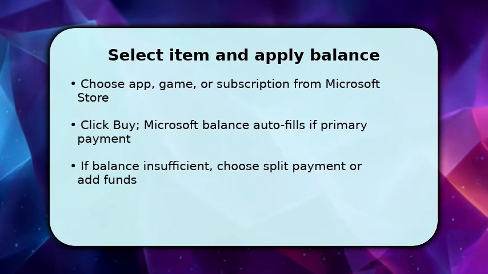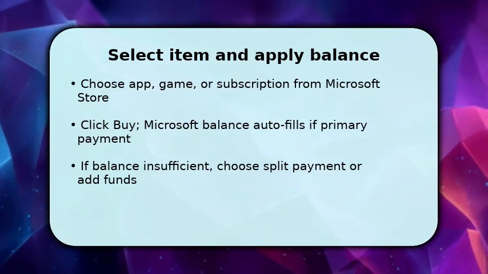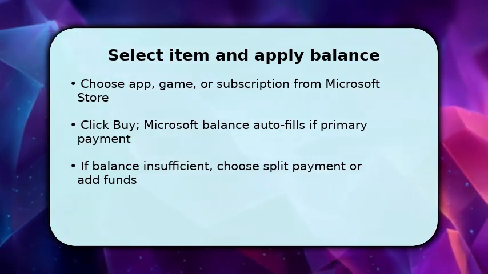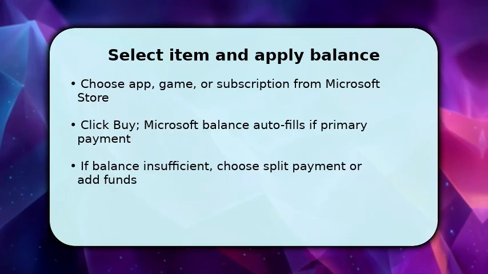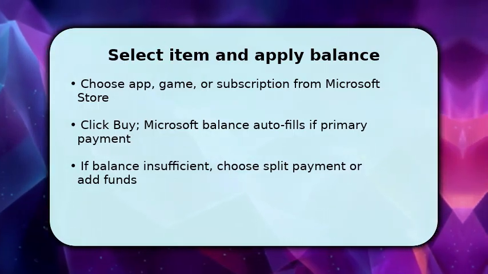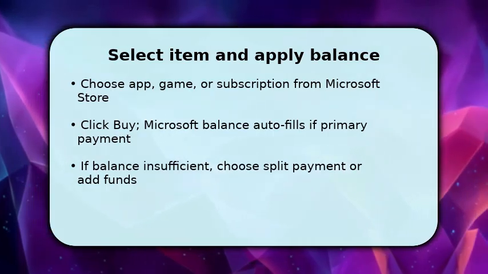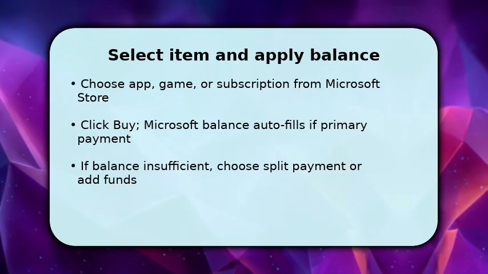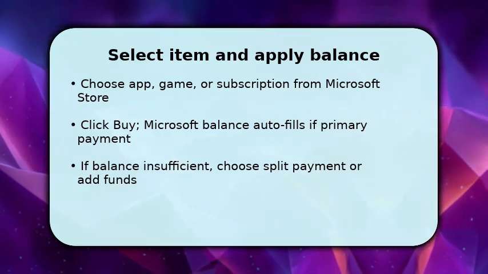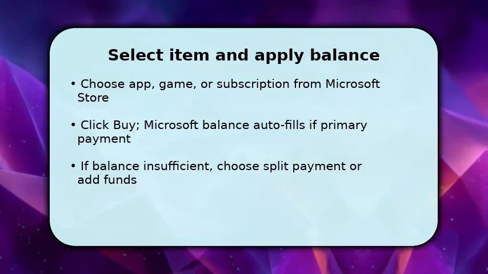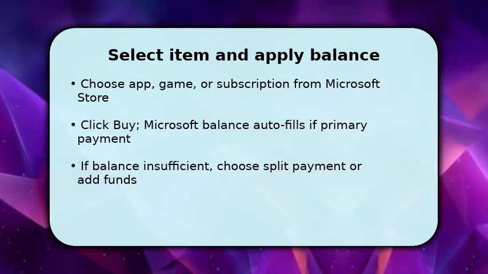Now find the purchase you want and click Buy. At checkout, the Microsoft account balance will be applied automatically as the primary payment source. You'll see the reduced total. If the balance doesn't cover the full amount, choose Split Payment and select a secondary card or add funds to your account. Make sure billing address and region match your account. Mismatches can block balance use.